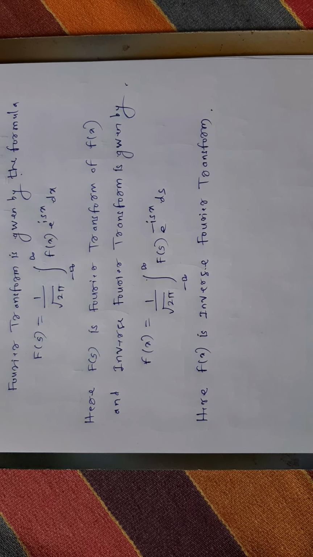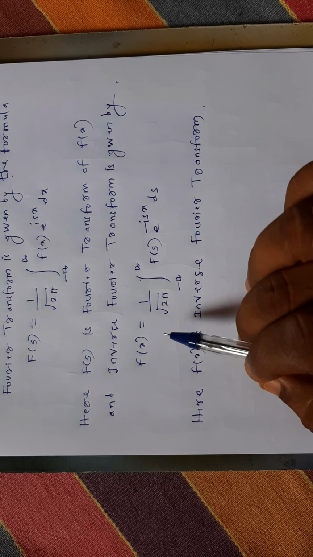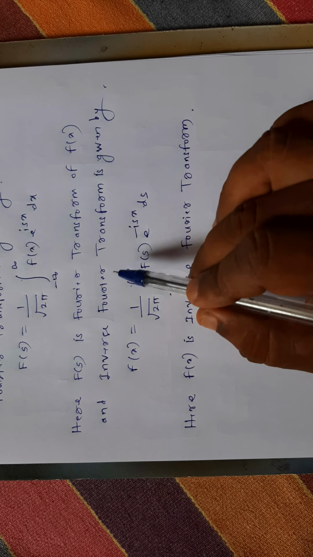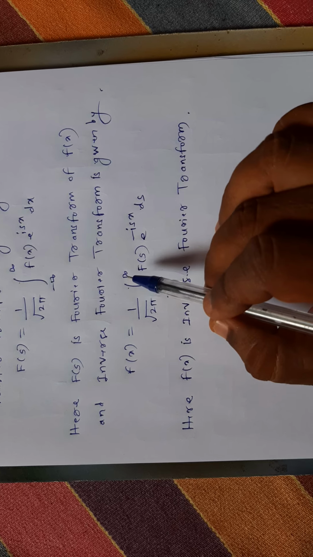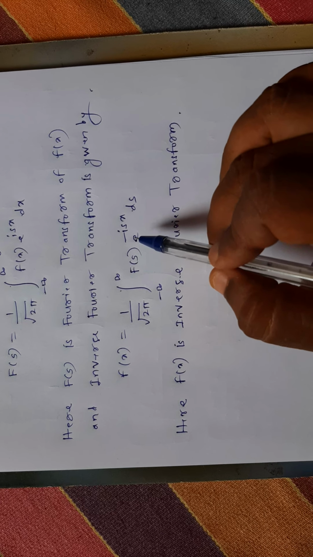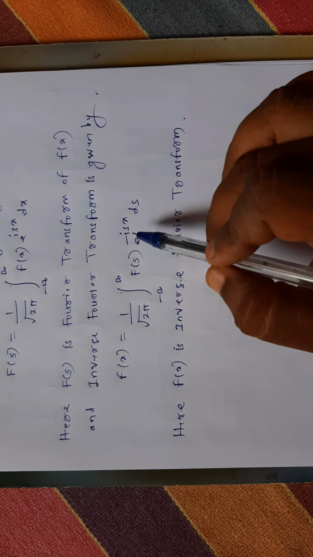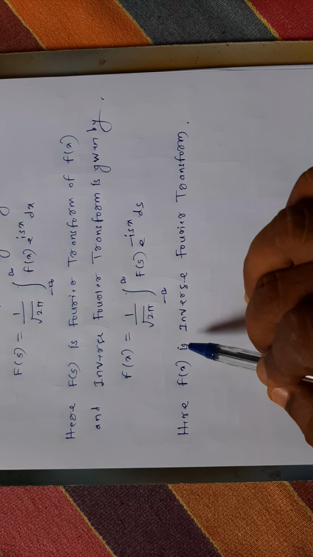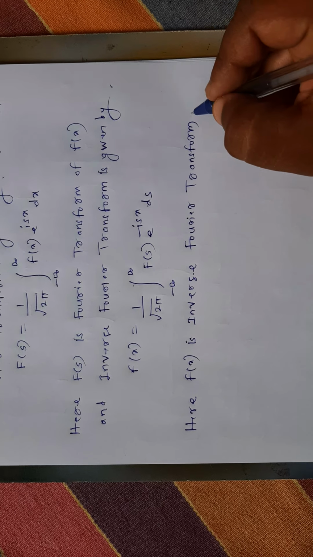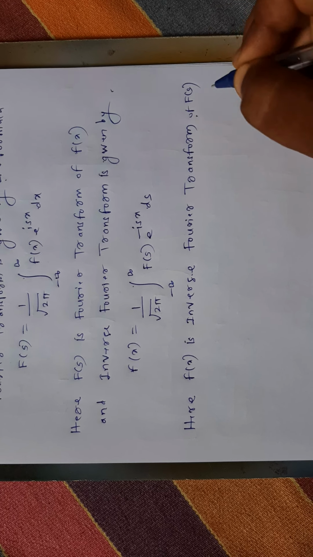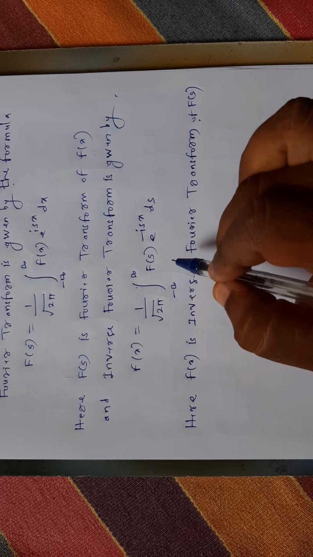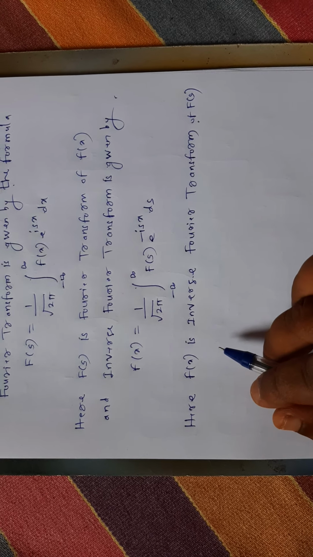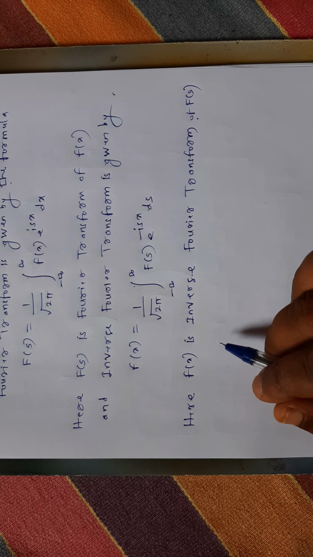So also the inverse Fourier transform is given by f(x) is equal to 1 upon square root of 2 pi, integration from minus infinity to plus infinity F(s) e^(-isx) ds. Here f(x) is called the inverse Fourier transform of F(s), and here the integration is with respect to s. Now we will see one or two examples based on the formula.